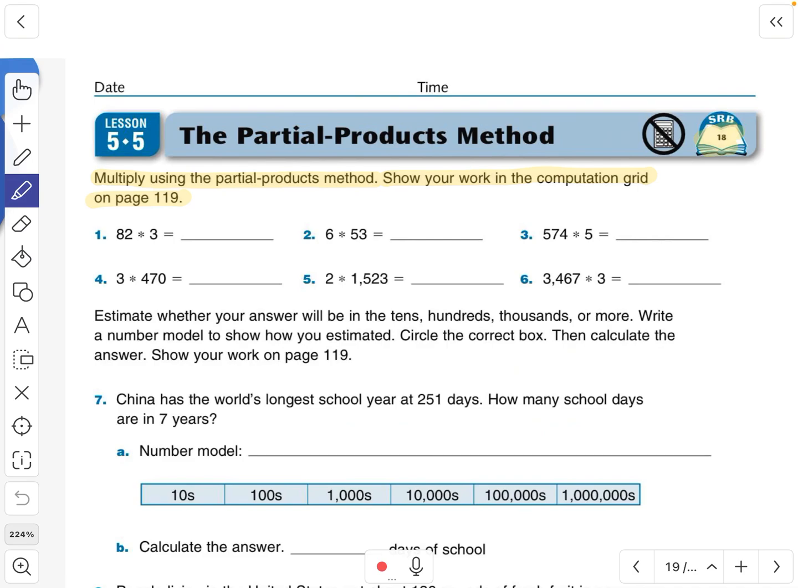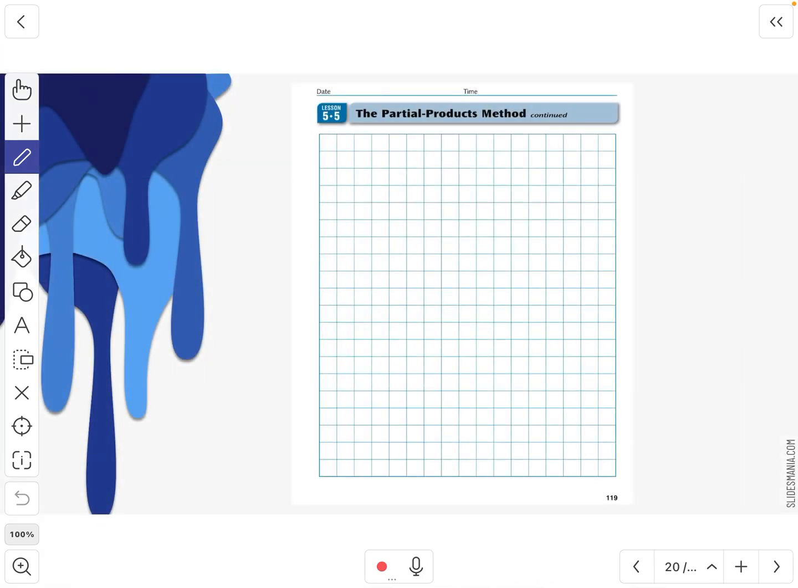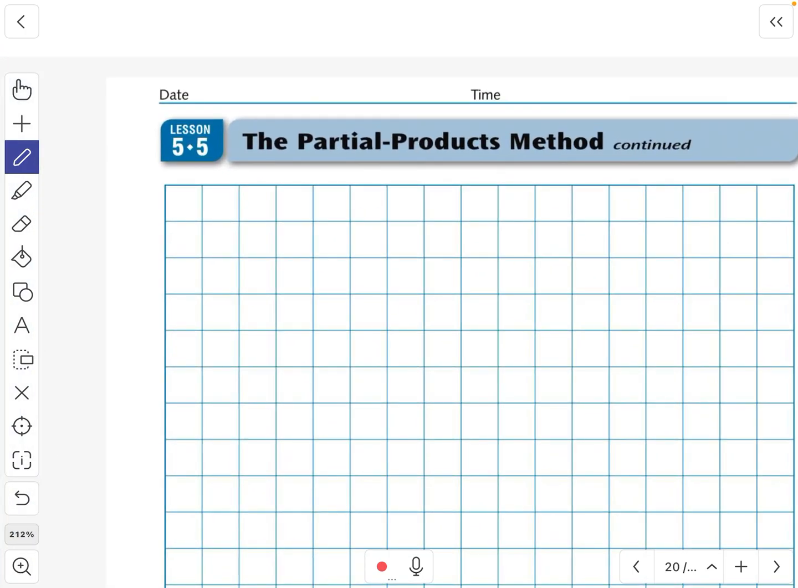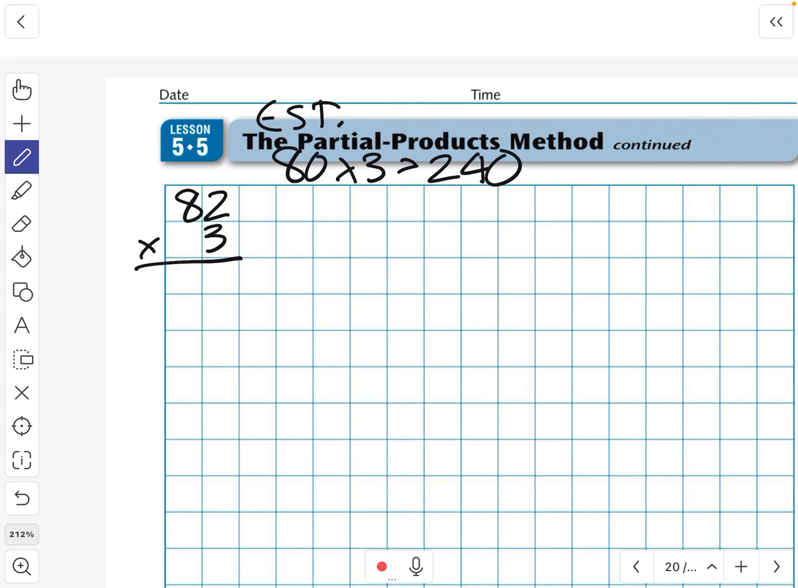So let's start off with 82 times 3. Let's jump over here, and I'm going to zoom in. First, 82 times 3. Let's make an estimate. That's about 80 times 3 equals 240. So I'm going to write estimate. So our answer should be in the hundreds, around 240. And then, okay, this is where you come in. What do we do next? This is where your brain starts farting, I know.